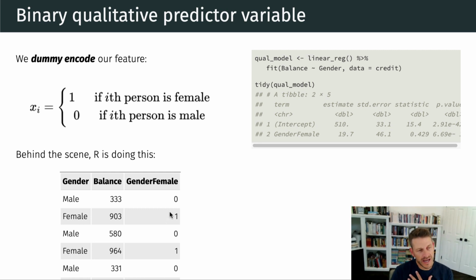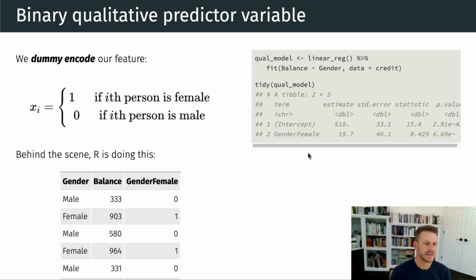Now, we don't need to actually do this ourselves. We will talk about feature engineering in a later lesson. But we can take this gender variable as it is and apply a linear model just like we've done before. Here I create a model, and this is a simple linear regression model where balance is a function of gender. For our model output, we have our intercept as usual, but then we have gender, and it says female.